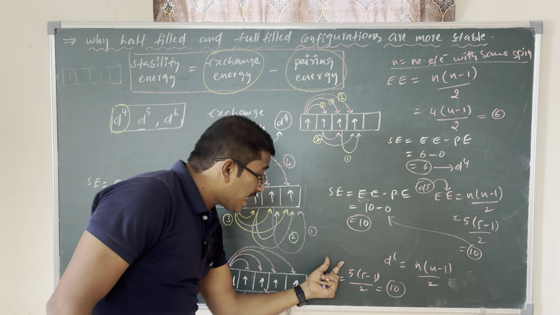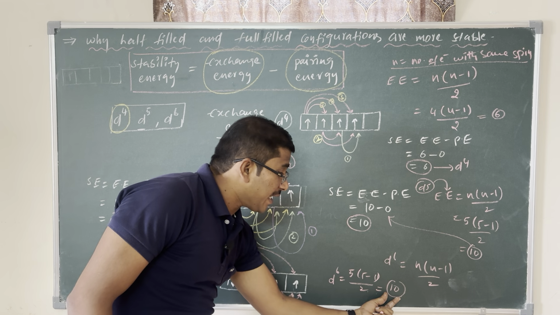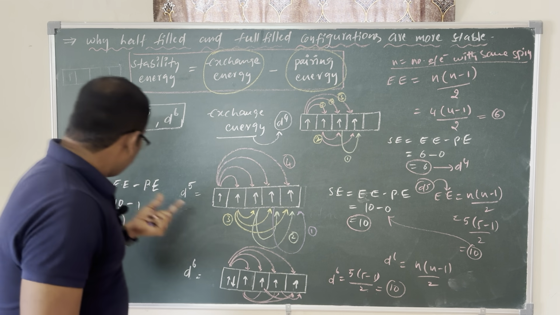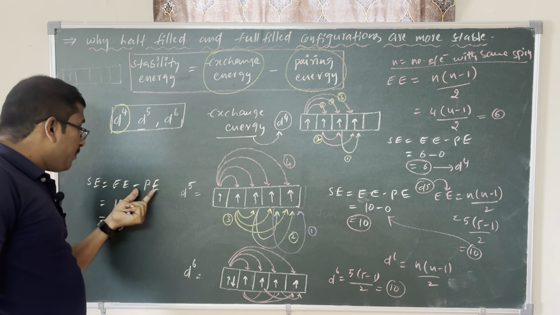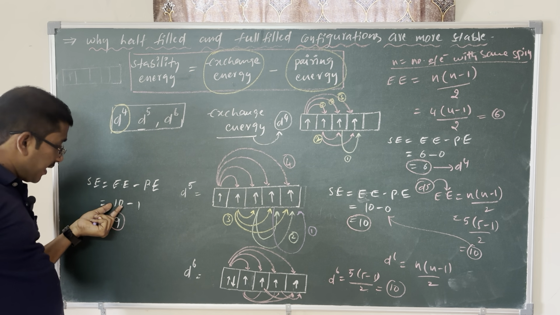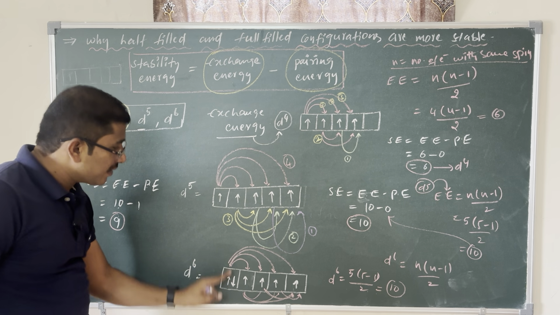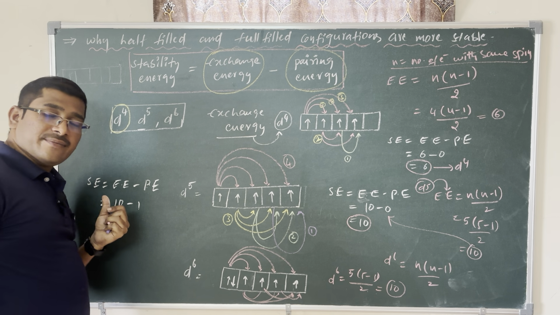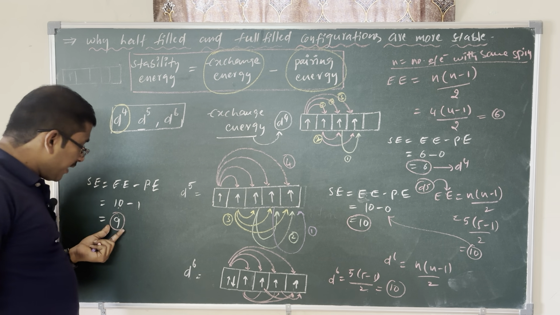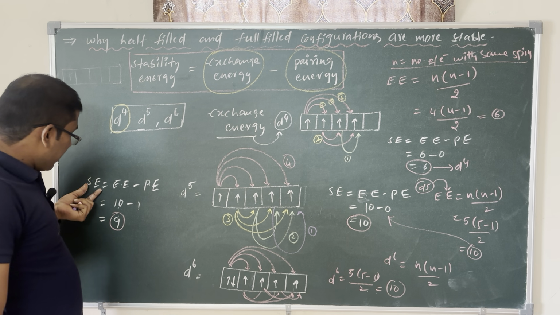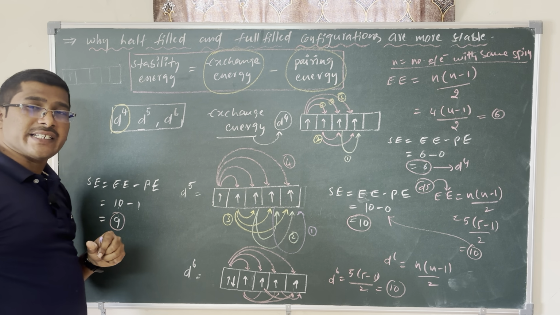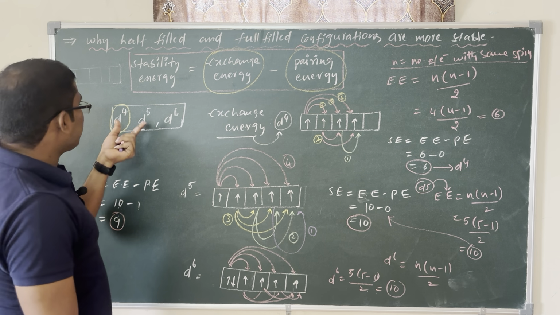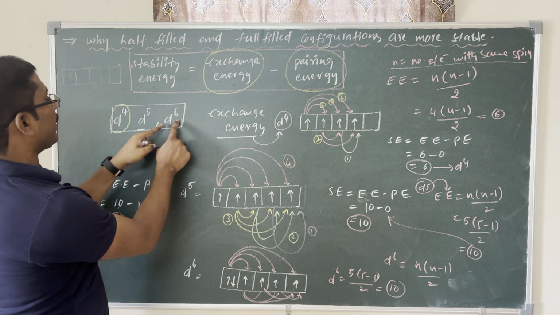But for D6 configuration, exchange energy we calculated is 10. Stability energy is exchange energy minus pairing energy. Exchange energy is 10, but one pair is there here. For D5 there is no pair. 10 minus 1, we are getting total 9. 9 is the stability energy for which configuration? D6 configuration.